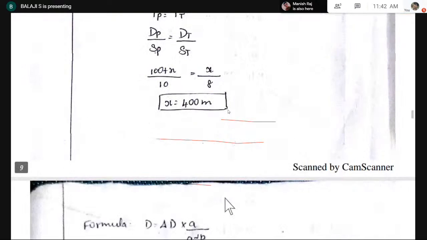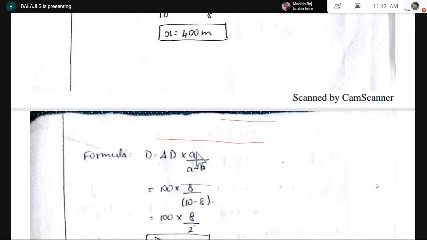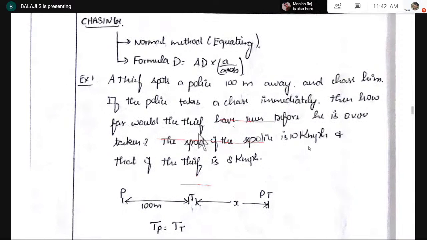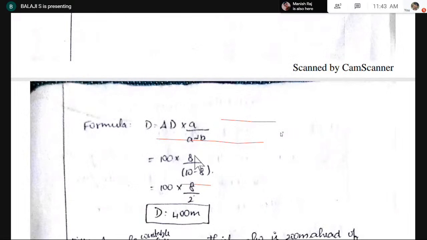The same way, when it comes to the formula, what is the value of a? It means in which person the question is put on. For example, in this question the question is put on the thief. So what is the speed of the thief? It is 8 kilometer per hour. So we must substitute 8 here. Then 8 minus 10.